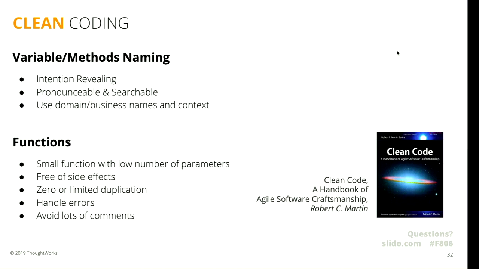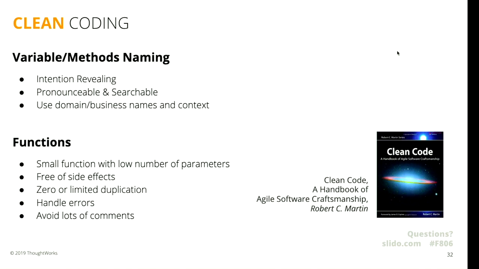In terms of functions as well, we need to keep them small with a low number of parameters, free of side effects, zero or limited duplication, and the function should also handle the errors and avoid lots of comments. The reason why we shouldn't have lots of comments in the code is that the code should be self-explanatory, so we shouldn't just have loads of comments between lines of code.